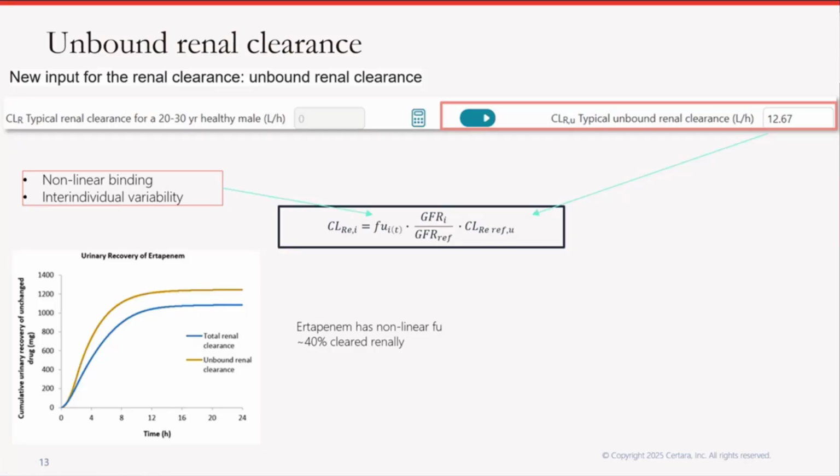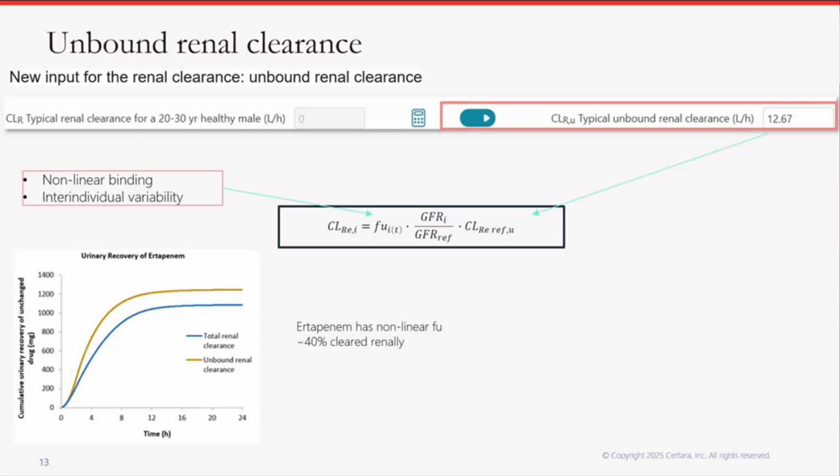So a new option that's added for V24 that could well be useful when you have concentration dependent FU is instead of specifying the total renal clearance, you can now adjust it to use the unbound renal clearance. So then your renal clearance depends on the fraction unbound. So there's an example here of ertapenem.